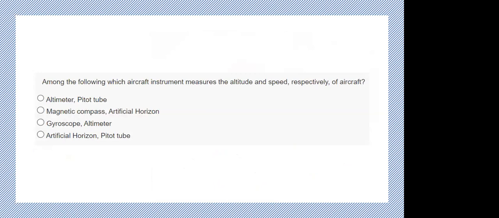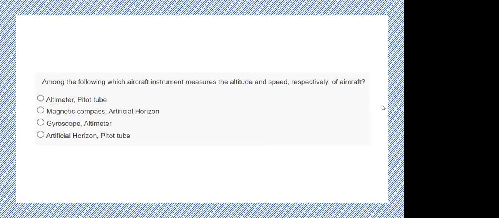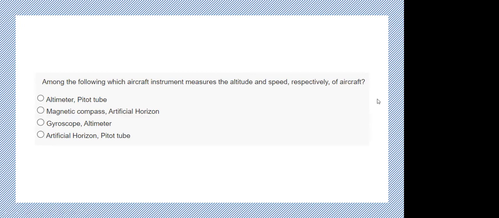Among the following, which aircraft instrument measures the altitude and speed respectively of an aircraft? Somebody is unmuted and it's making noise. Altimeter, pitot tube.